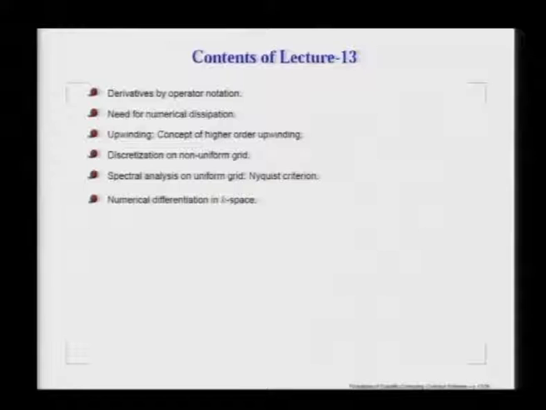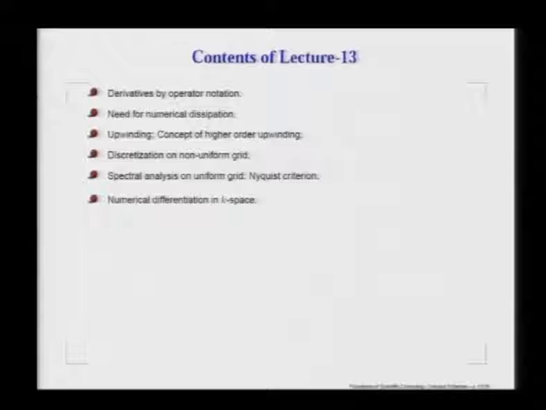So far, we have been talking about discretization on a uniform grid of points. Today, we will just introduce you to the topic of discretization on a non-uniform grid. We will focus our attention only upon first and second derivatives.